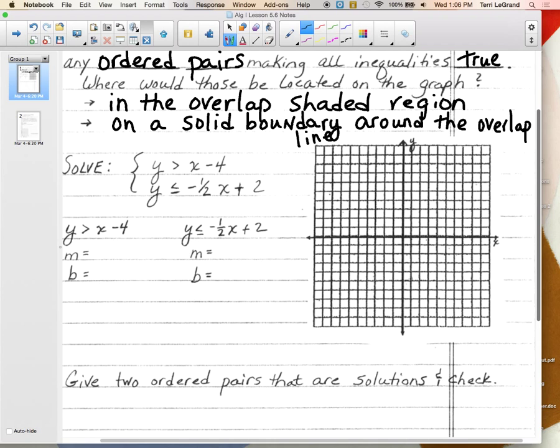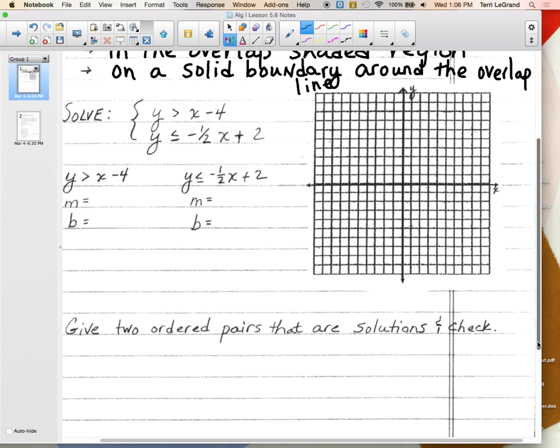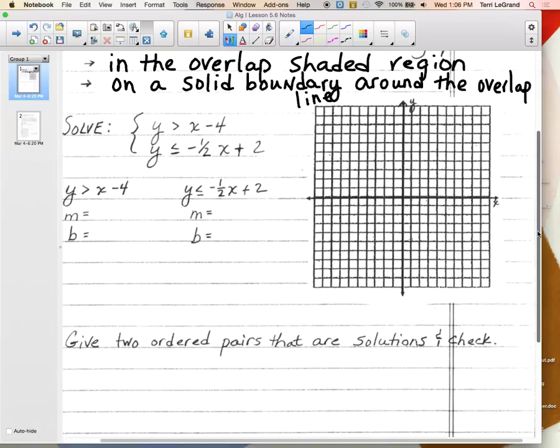Okay, so here's our system that we're going to solve. y is greater than x minus 4, and it has to work together with y is less than or equal to negative 1 half x plus 2. When we are doing these, we're going to do them one at a time. You're going to do one graph completely before you start the other.